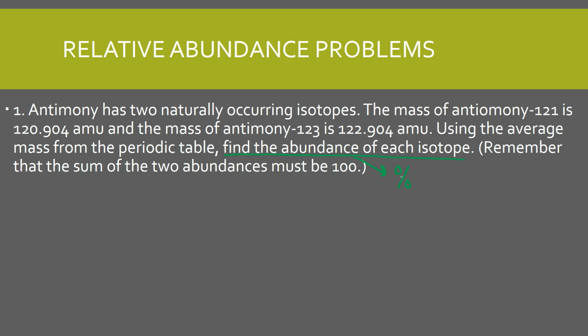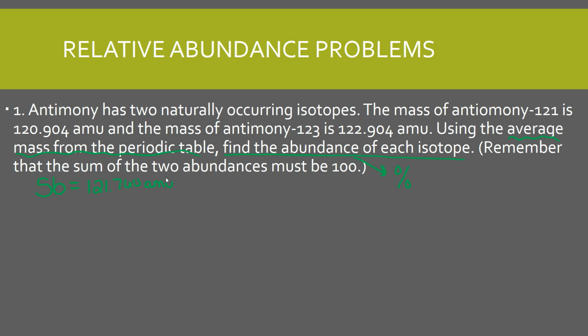It says right here, use the average atomic mass from the periodic table. Antimony has the symbol Sb. When you track it down on the periodic table, the number at the bottom is the average atomic mass. So when you find antimony, we find that 121.760 AMU is the average atomic mass.